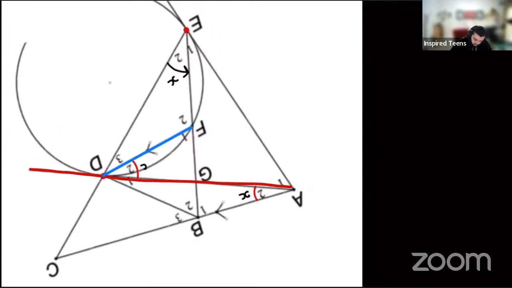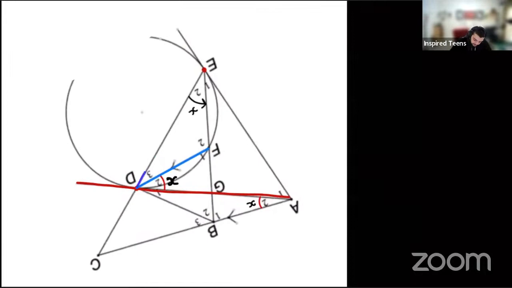And we work with which angle? We work with the angle between the tangent and the chord. So the angle between tangent and chord is equal to the angle subtended by that same chord. Which angle does this chord subtend? This angle here. So therefore E2 is equal to D2. I hope that makes sense.